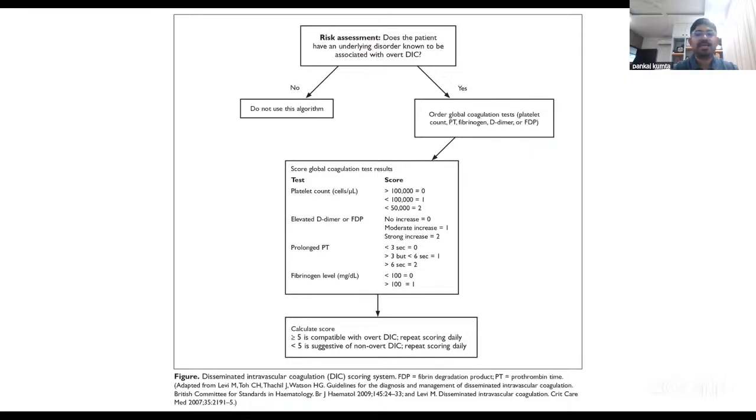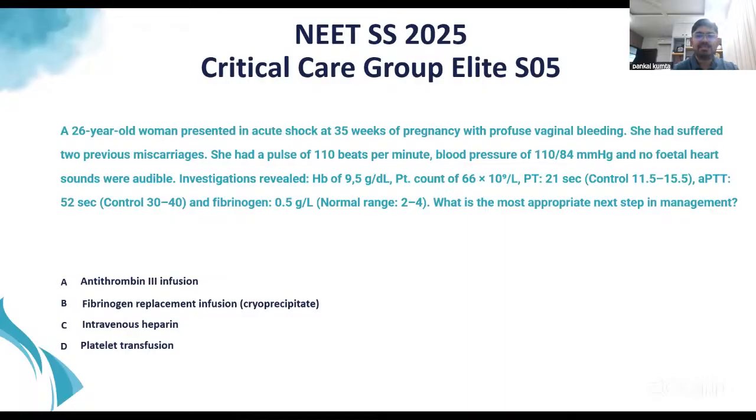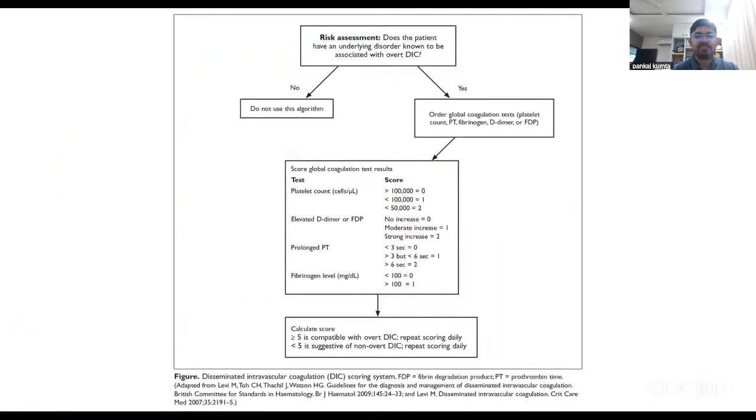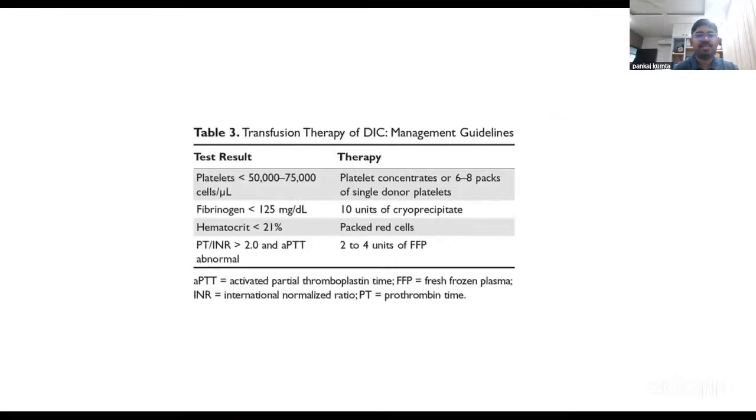And looking at the scoring, you look at the platelets. If it is more than 1 lakh, it is 0. Less than 1 lakh is 1. Less than 50,000 is 2. So here, in this case, the number is 1. Elevated D-dimer or FDP, we don't have the numbers, but any moderate increase or strong increase has a higher number. Prolonged PT: less than 3 seconds gives 0, and you might have a higher score if it is more than 6 seconds. And fibrinogen level, again, we are seeing that it is less than 100, so here it takes 1. So if you add all the components, it comes to around 5. So yes, you will have a risk for DIC, and you will have to treat accordingly.